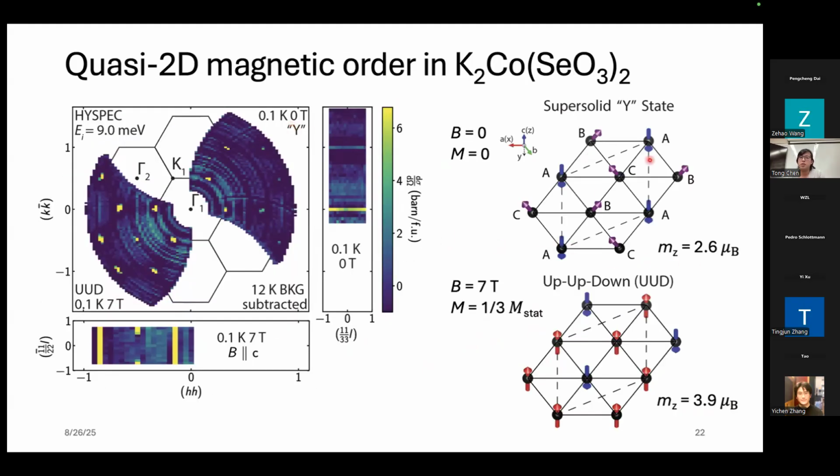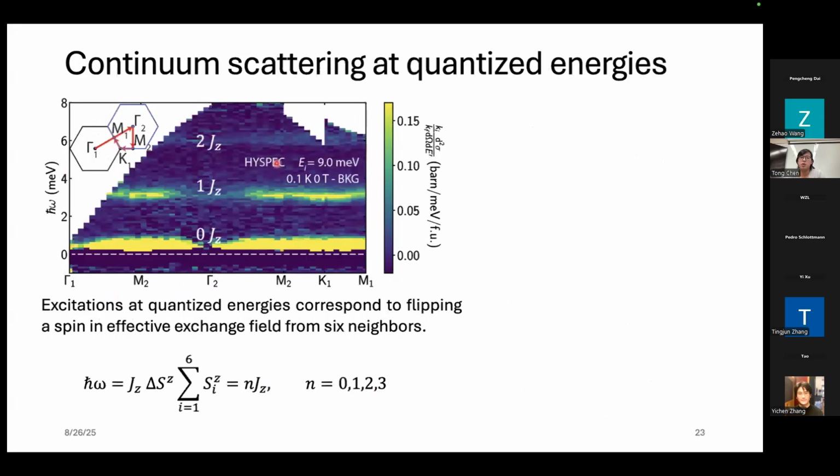So in zero field, the moment is heavily reduced, significantly smaller than the 3.9. So we will expect quantum fluctuations in zero field, low temperature. That's the reason why we use inelastic neutron scattering to detect that. The x-axis is the wave vector, and the y-axis is the energy transfer. In this case, we have some excitations forming kind of bands, flat bands at certain energies in the spectrum.